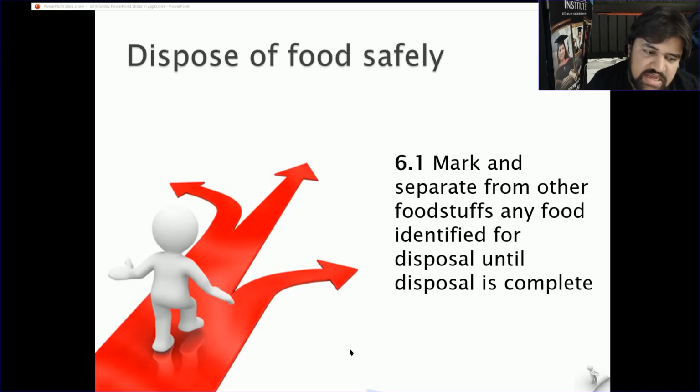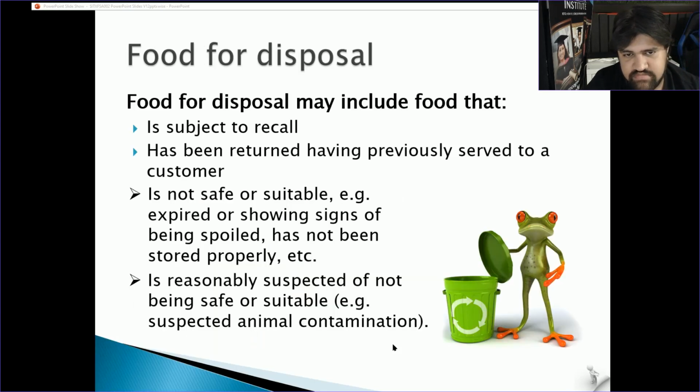So 6.1, mark and separate from other foodstuffs any food identified for disposal until disposal is complete. So food disposal: food for disposal may include food that is subject to recall, has been returned, having previously been served to a customer, is not safe or suitable, such as being expired or showing signs of being spoiled, has not been stored correctly or hasn't followed the procedures that were set out for it, is reasonably suspected of not being safe or suitable for consumption, or has been contaminated by other external factors.